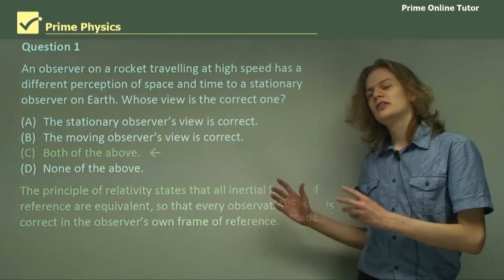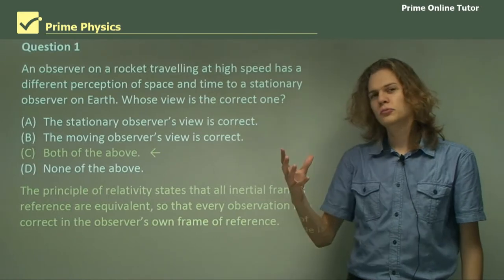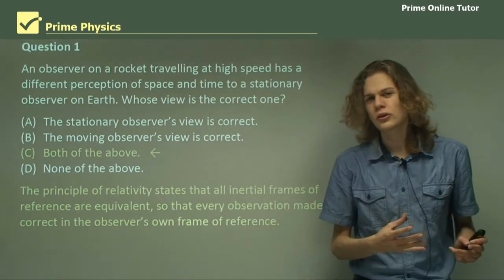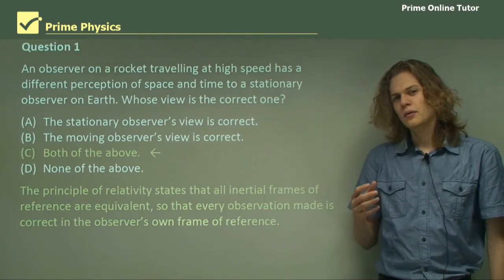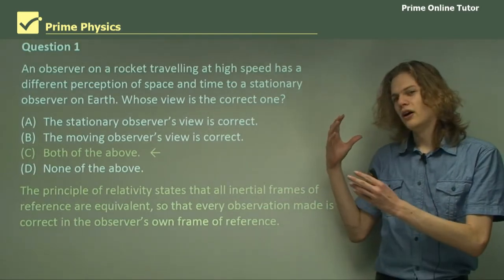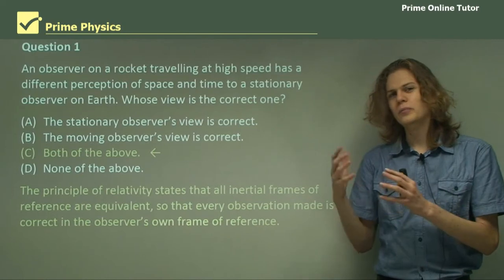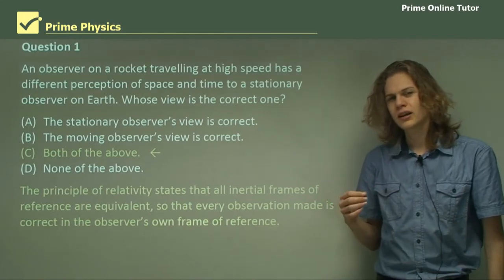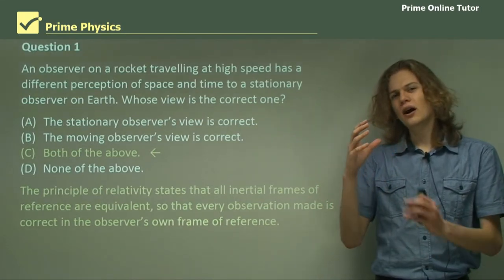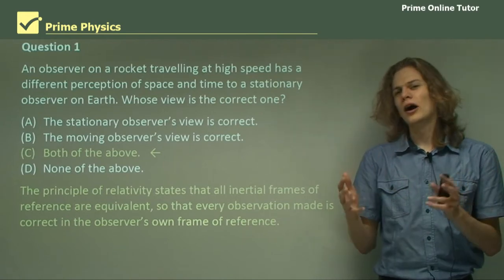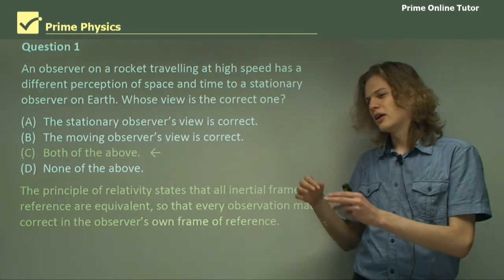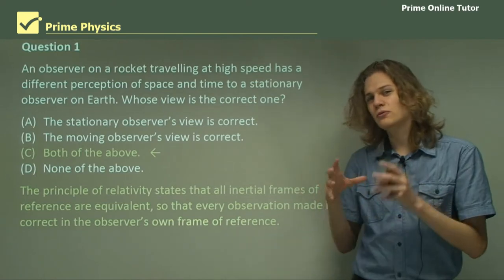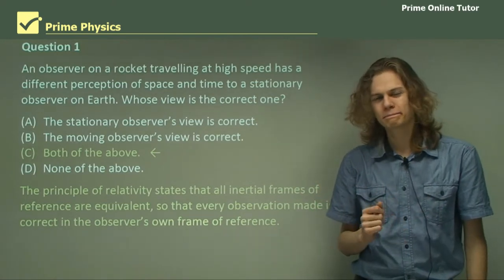So in this case, we can say that both the observer's point of view and the rocket's point of view are both good and both equivalent. But if we take observations in each one, they'll end up being different. It's important to remember that neither set of measurements is right or wrong. Both sets of measurements are entirely correct in the frame of reference in which they were taken.